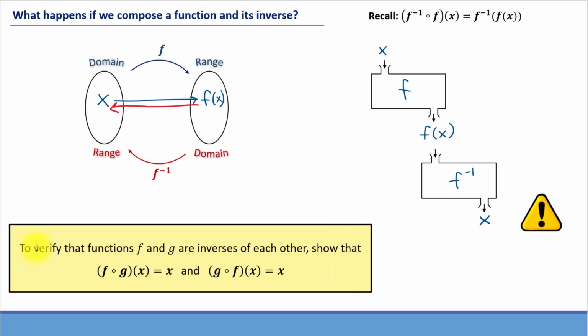Here's the rule. To verify that functions f and g are inverses of each other, we need to show that f composed with g equals x and g composed with f equals x. Remember how we talked about that? Order is important for the composition operation, and we need to show that we obtain x for both orders.